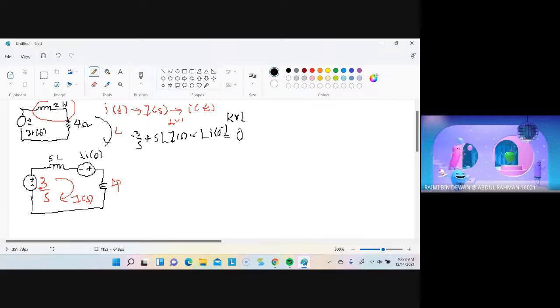Okay, and then you have 4. Okay, you have 4 because don't forget the resistor. This one is actually represented by your inductor. Then you have another which is from the resistor, 4 Is. Okay, equals to 0.